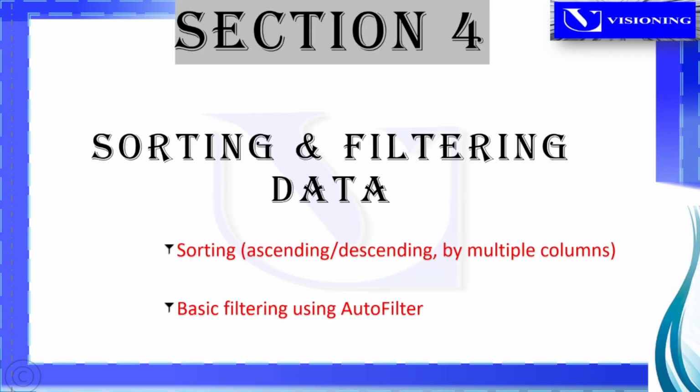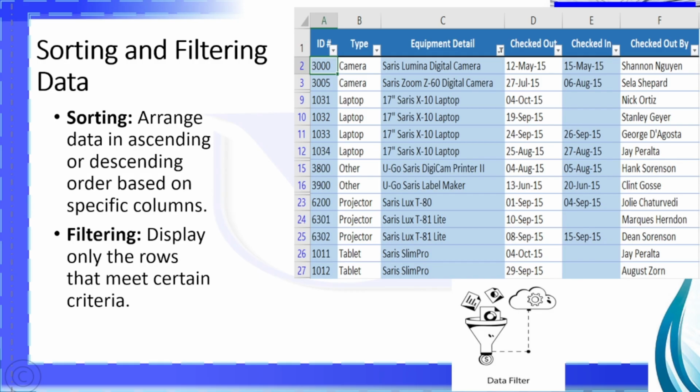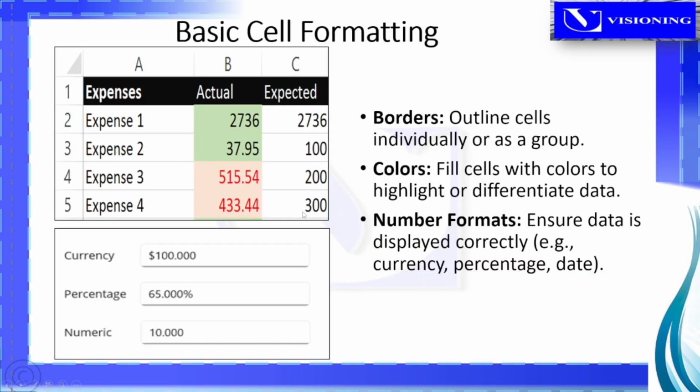Okay, so now let's move on to sorting and filtering data. For sorting data, we will be able to sort data in ascending and descending order by multiple columns. And also we will look into the basic filtering using auto filter. So here we can see that sorting arranges data in ascending or descending order based on specific columns, and filtering displays only the rows that meet certain criteria. So we will look at them shortly.